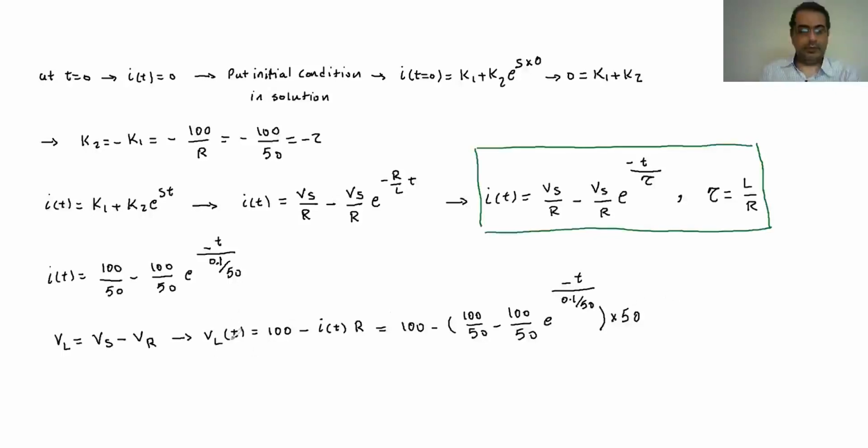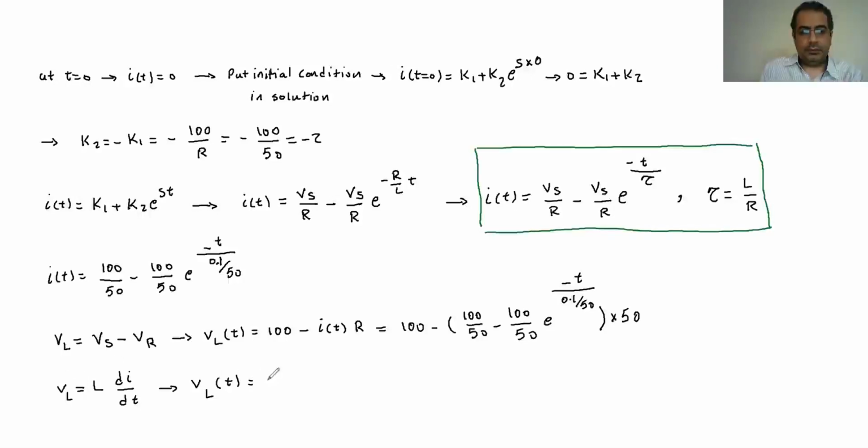This is one way that we can find it. The other way, I just write it here. I'm not going to say how to, I'm not going to do it, but the other way is that we know that the VL is going to be L di over dt, or so simply we can go ahead and say that VL(t). So this is another way of doing the same thing.